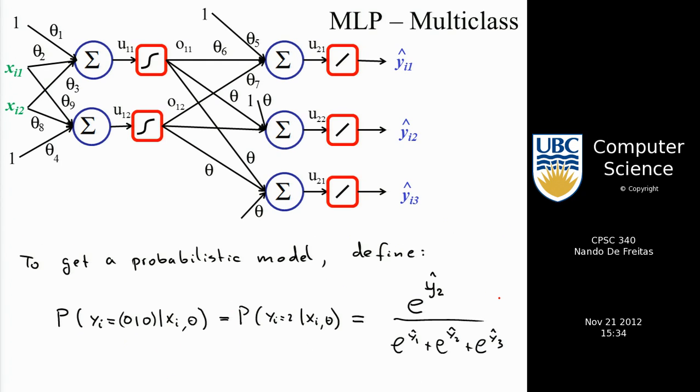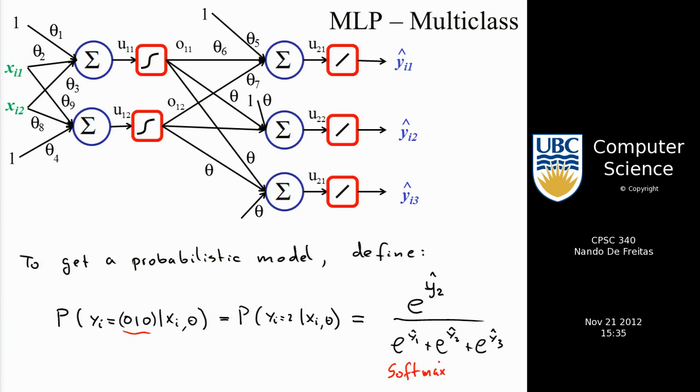This is going to be our solution. We're going to define the probability that the label says of class 2, which is 0, 1, 0, given the input and theta, using this function. We're going to use this function because it's going to give us something positive. Because if I exponentiate anything, I get something positive. And because I normalize the outputs, so I take e to the y2, that guarantees that it's positive. If I normalize by all the three outputs, now I'm ensuring that I will get something that will sum up to 1. And I'm going to talk about this as the probability of y2. This function has a name. It's called the softmax function.